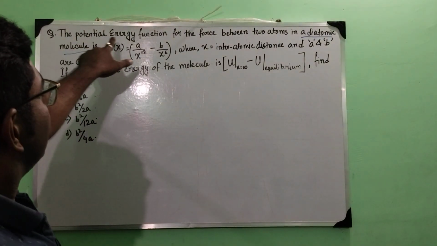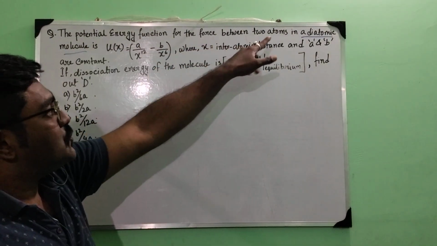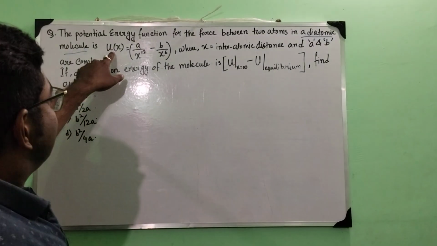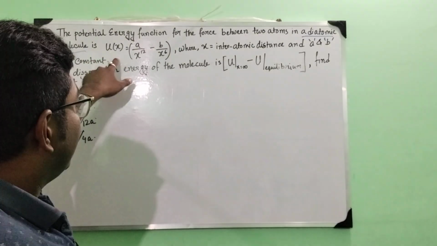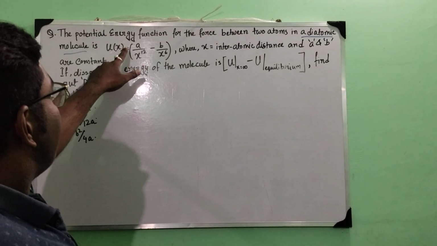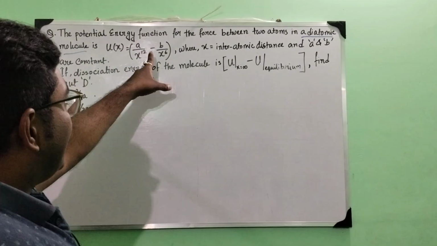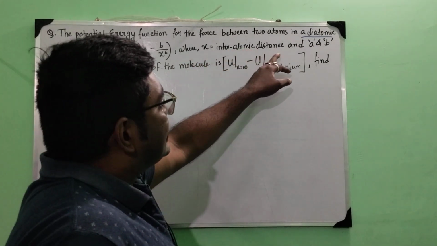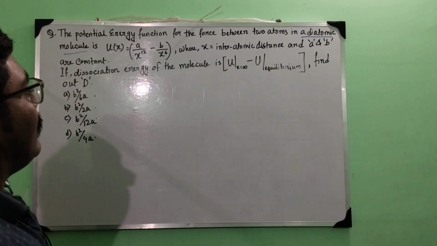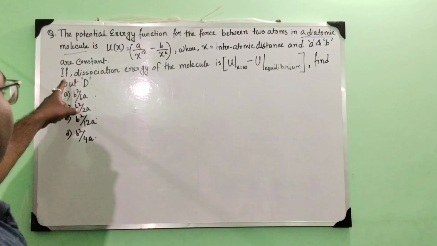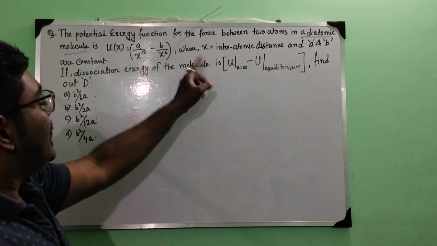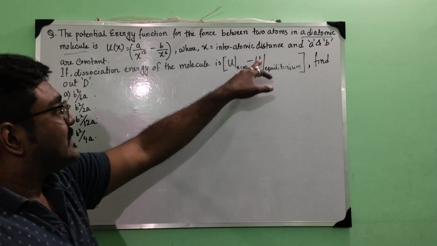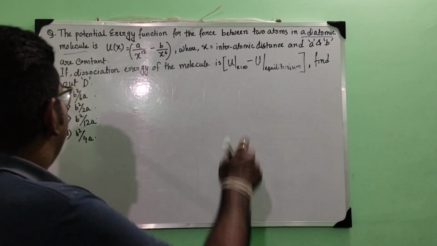The potential energy function of the force between the two atoms of a diatomic molecule is U(x), that is, U is a function of x, and it is given as A by x to the power 12 minus B by x to the power 6, where x is the interatomic distance and A and B are constants. If the dissociation energy of the molecule is U at x equals infinity minus U at equilibrium, then find out D.